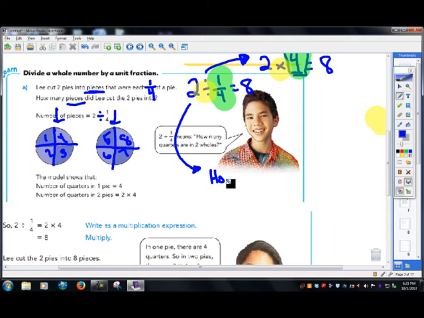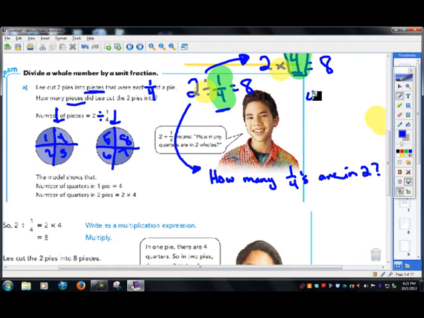How many 1/4 are in 2? And that's the ultimate question. And we always use that number right there, and it's always how many of that are in that.